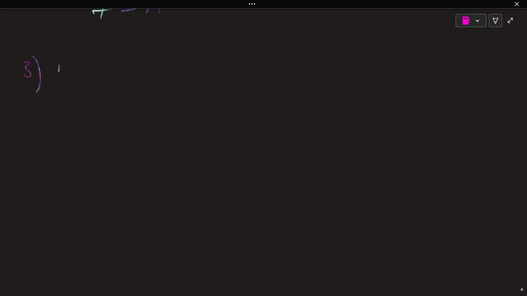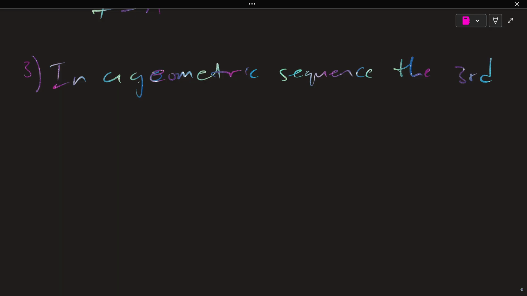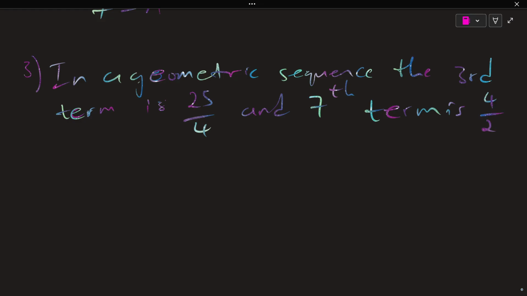We have this example again. It says that in a geometric sequence, the third term is 25 over 4, and the seventh term is 4 over 25.